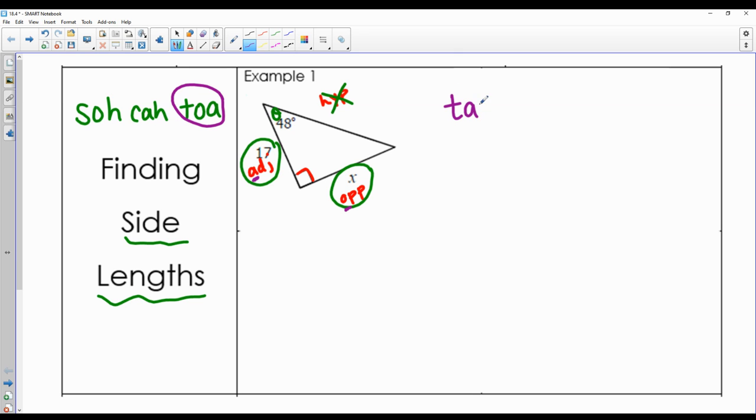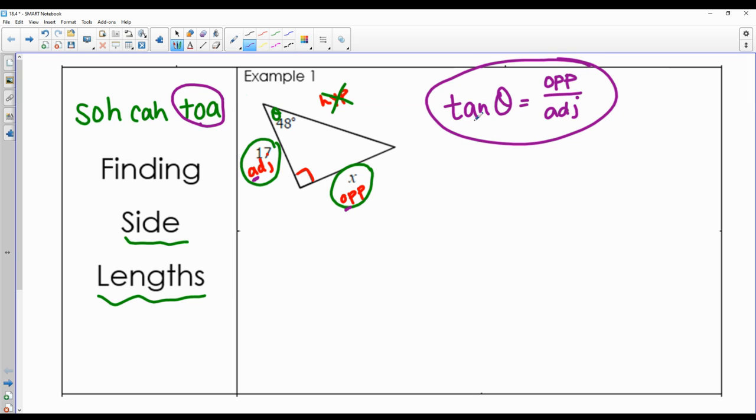T stands for the tangent of theta. That is going to be equal to the O, we'll just write opposite instead of O, over the adjacent. Okay, so when we say TOA, this is really what we're thinking in our heads, that the tangent of an angle equals opposite over adjacent. Now, what you're going to do is go fill in the angle, the opposite, and the adjacent. Okay, so the only thing that really stays the same is going to be the word tangent.